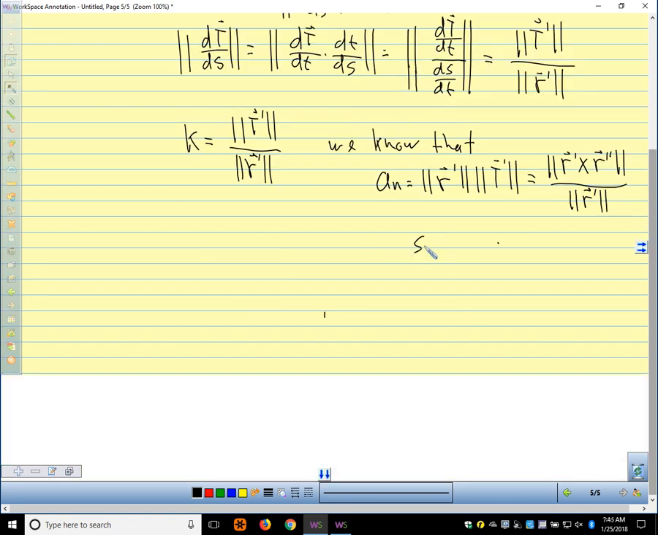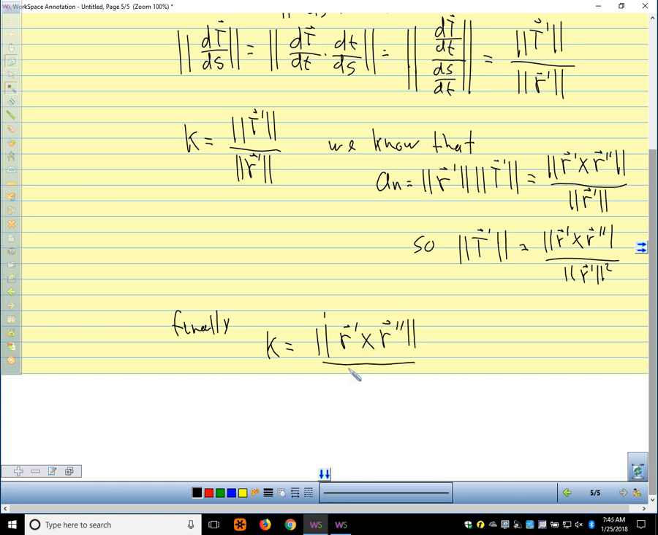So the magnitude of T prime is the magnitude of r prime cross r double prime over the magnitude of r prime squared. We're going to substitute that in here. And finally, for kappa, we substitute this quantity for T prime, and we just have to divide by the magnitude of r prime again. Our curvature is the magnitude of r prime cross r double prime over the magnitude of r prime cubed. This is how we're going to calculate curvature: r prime cross r double prime divided by r prime cubed.